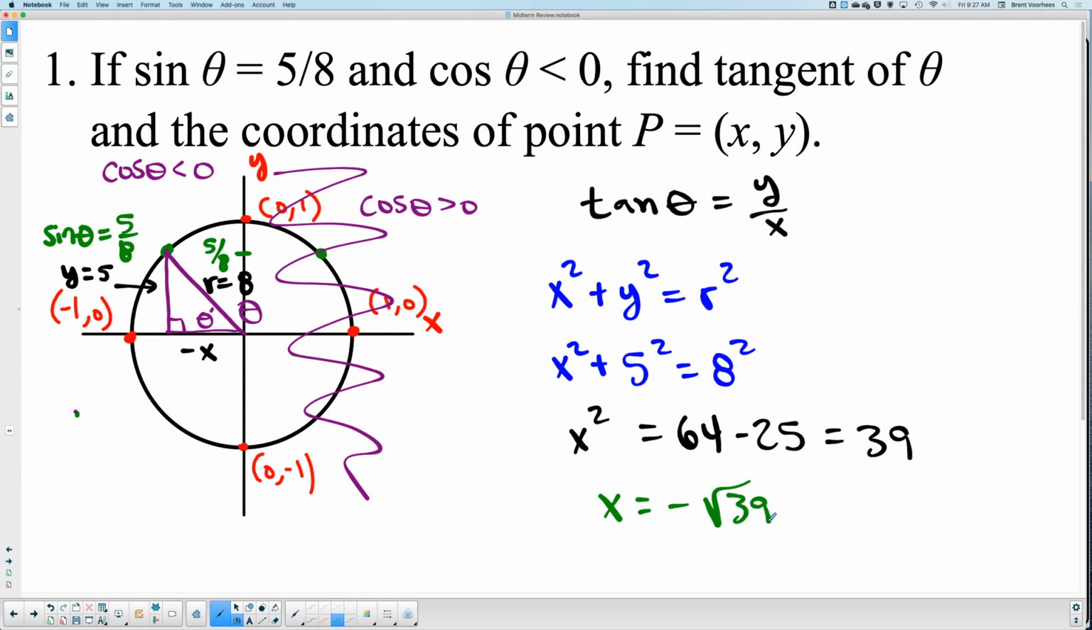Does that simplify, by the way? What can multiply to be 39? It's not high. 3 and 13. Can I take the square root of either of those numbers? No, so it stays. So my answer here, I could say that the y value is 5 divided by negative square root 39. I'll leave my answer in that form.